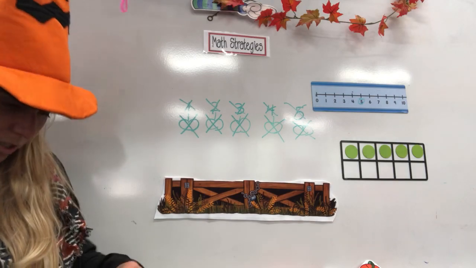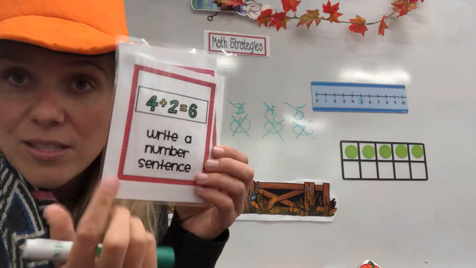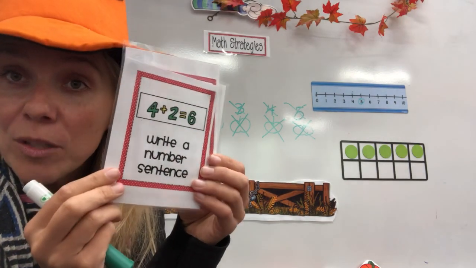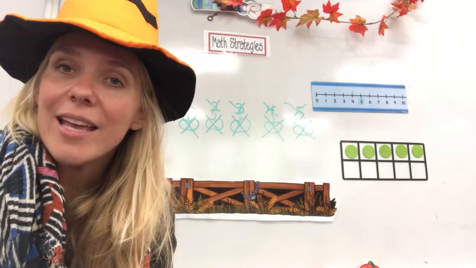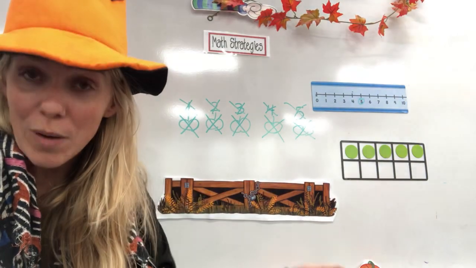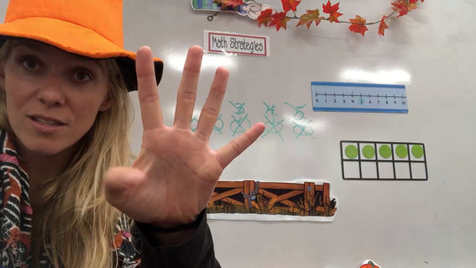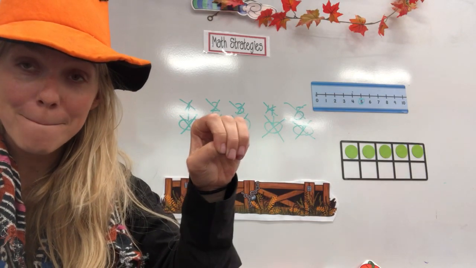And now we're going to make a number sentence. A number sentence is when you can add or subtract. In kindergarten, we usually use adding or taking away. And today the pumpkins rolled away. So we're taking away. You can show it on your fingers. They all went away. And how many were left?